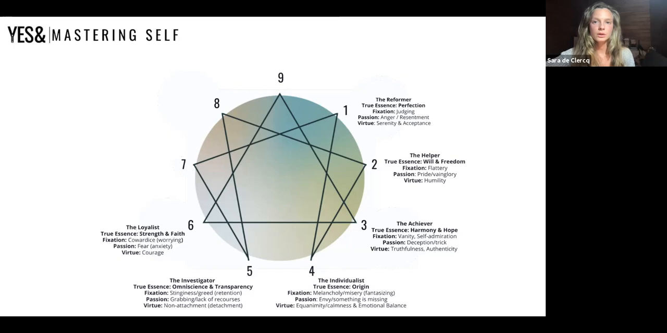So as the 6 starts to lean into courage, that's really where they start to trust their own strength and have faith in themselves. So yeah, that's where the type 6 really flourishes.